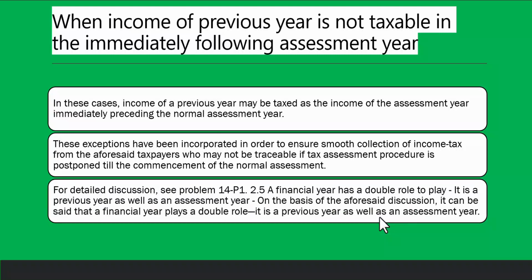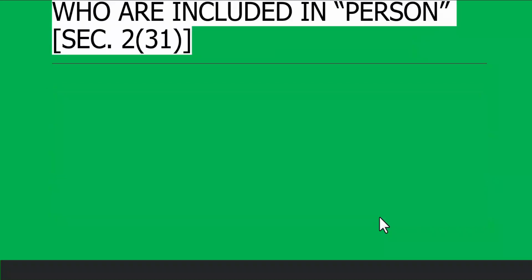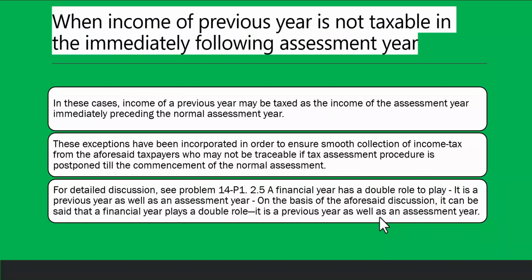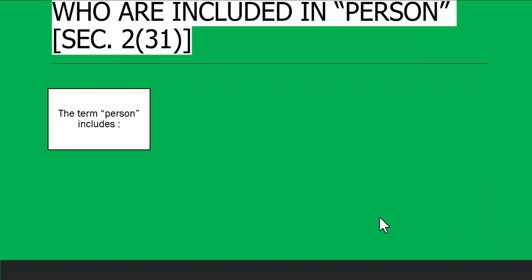For detailed discussion, see problem 14P1. The financial year has a double role to play. It is a previous year as well as an assessment year. On the basis of the aforesaid discussion, it can be said that a financial year plays a double role. It is a previous year as well as assessment year. Now there is some problem given in the book, so you can just read the book when it comes. So I'm just not giving any problem, I'm just moving forward. Whenever you get a book, you can read this problem number P1 2.5. Fine.